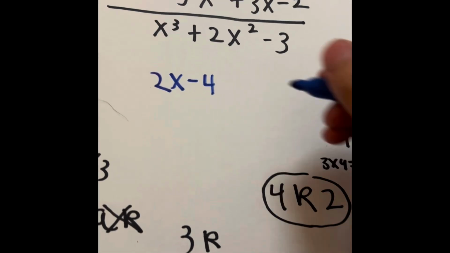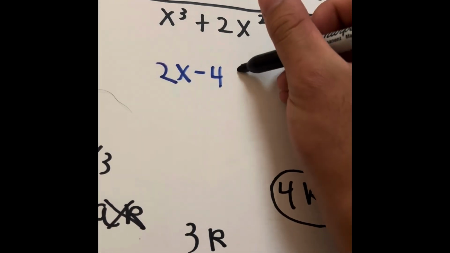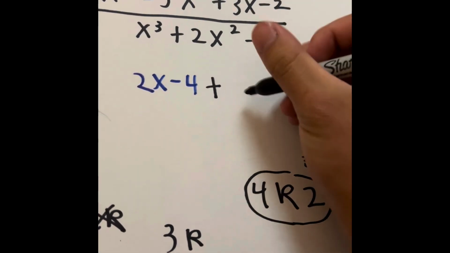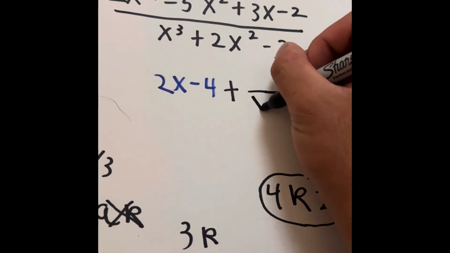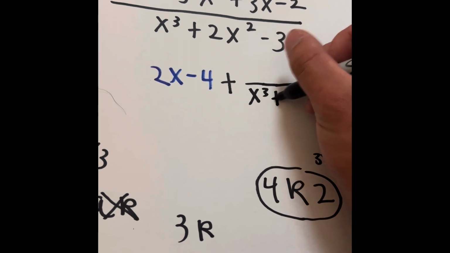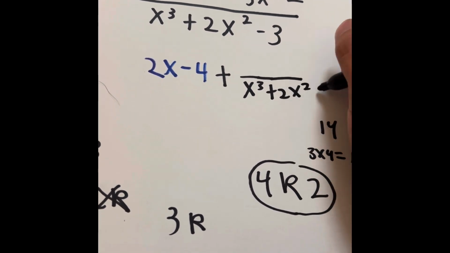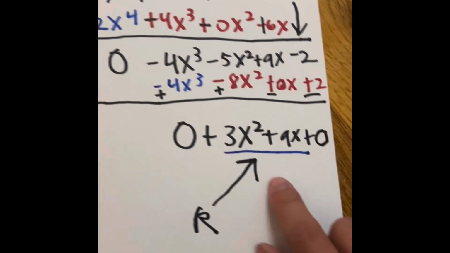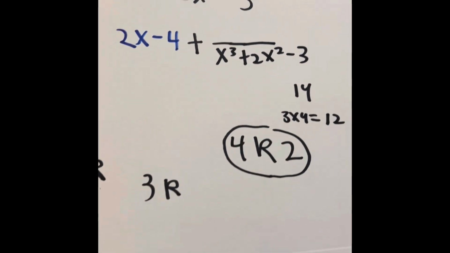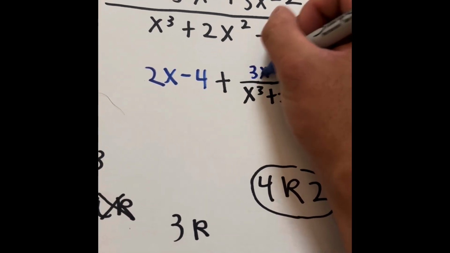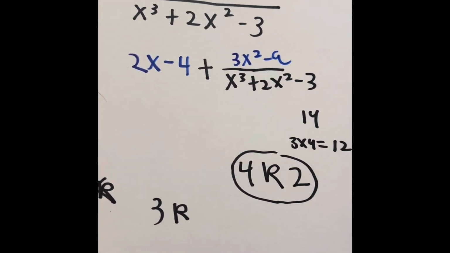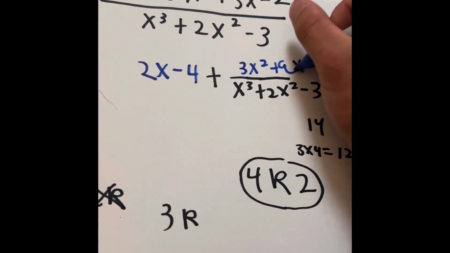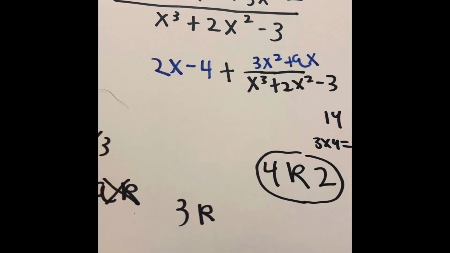2x minus 4, then we have to add the thing that we divided with on the bottom, x to the power of 3 plus 2x squared minus 3. But on the top is going to be the remainder that we got: 3x squared minus 9, or 3x squared plus 9x. Sorry about that.